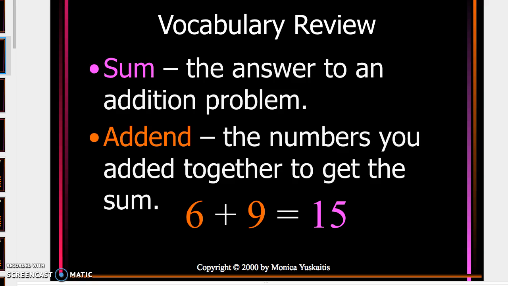So to review our vocabulary, we need to know that sum is the answer to an addition problem, that's the answer you get, and the addend. This is a number that maybe you haven't heard quite as frequently, but these are the numbers you add together. So the 6 and the 9 are the addends. The 15 in this problem is the sum. So if I'm looking at this, how many addends equal 15 in this problem? It would be 2 because I'm adding two numbers together.